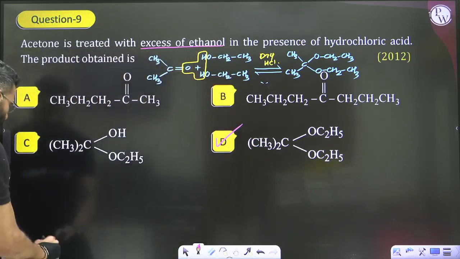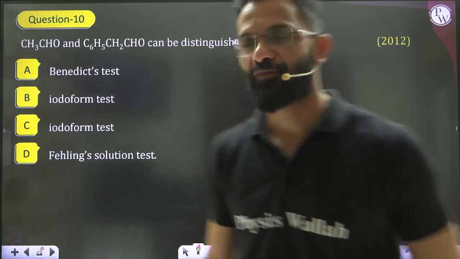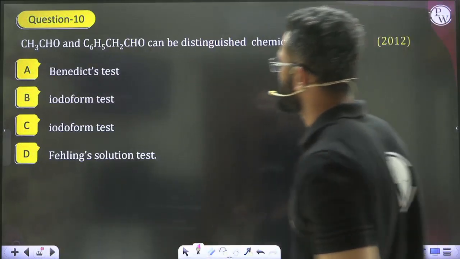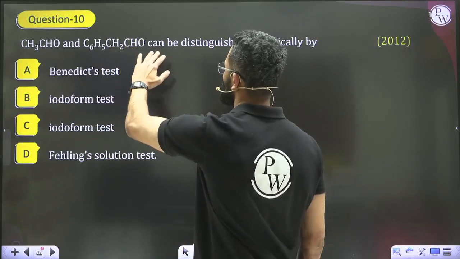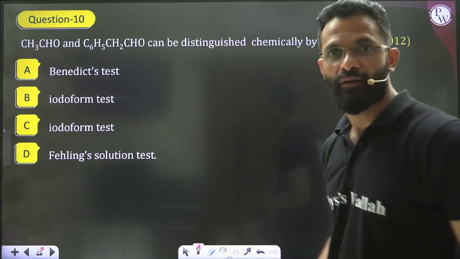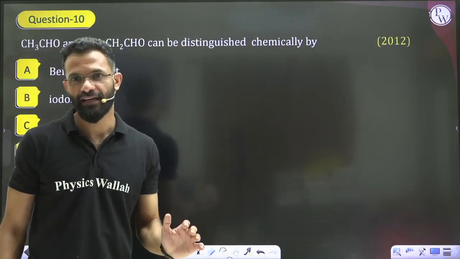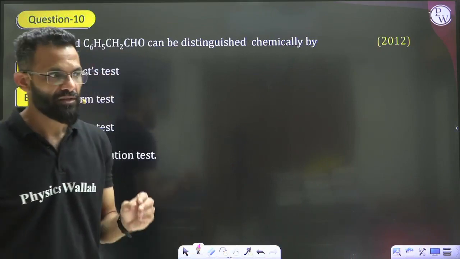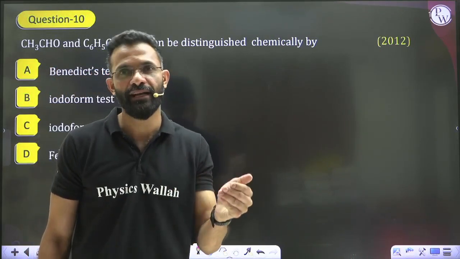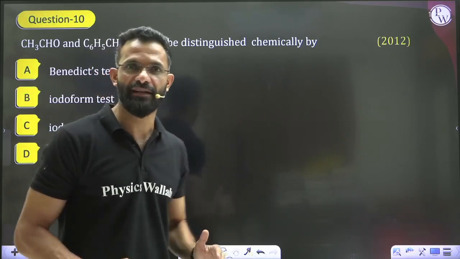Moving forward with the next question, everyone. Okay. The question is: acetaldehyde CH3CHO and C6H5CH2CHO can be distinguished chemically by. Well, one thing you have to understand, both compounds contain the same functional group, aldehyde. So the reaction which is shown by the functional group aldehyde will not be able to distinguish these two compounds because both of them contain aldehydes.